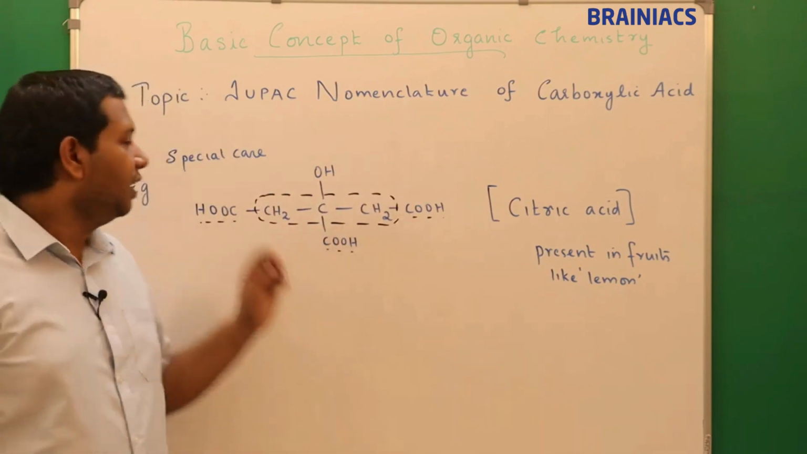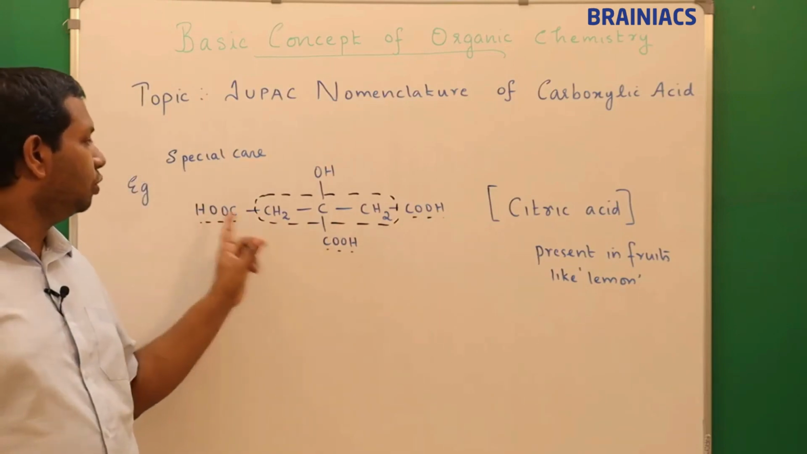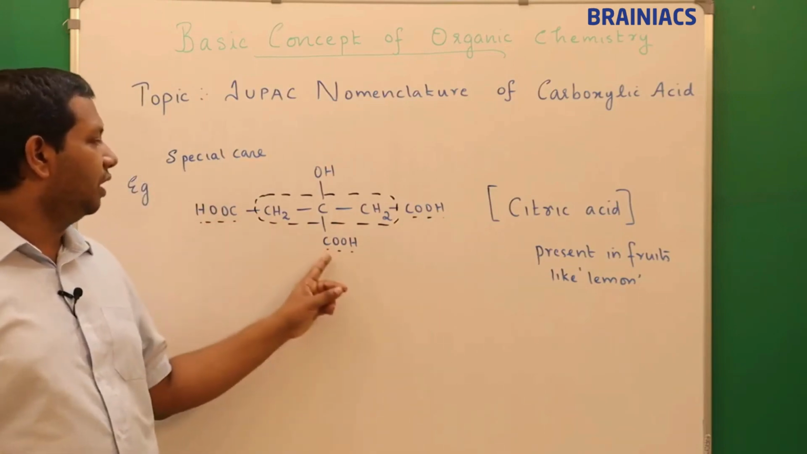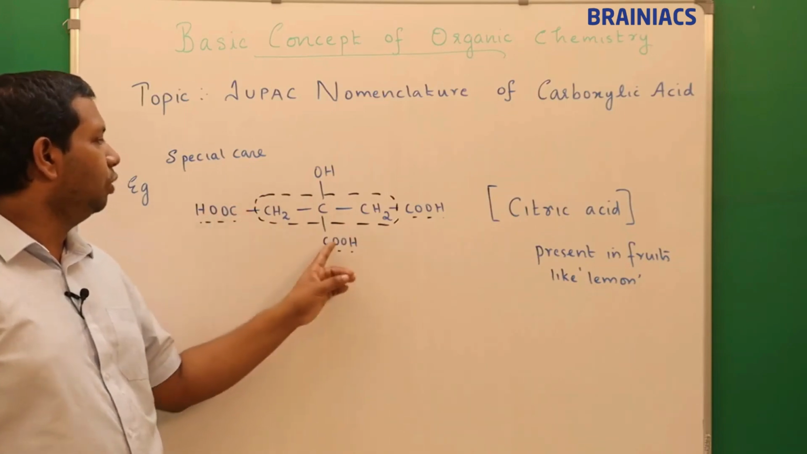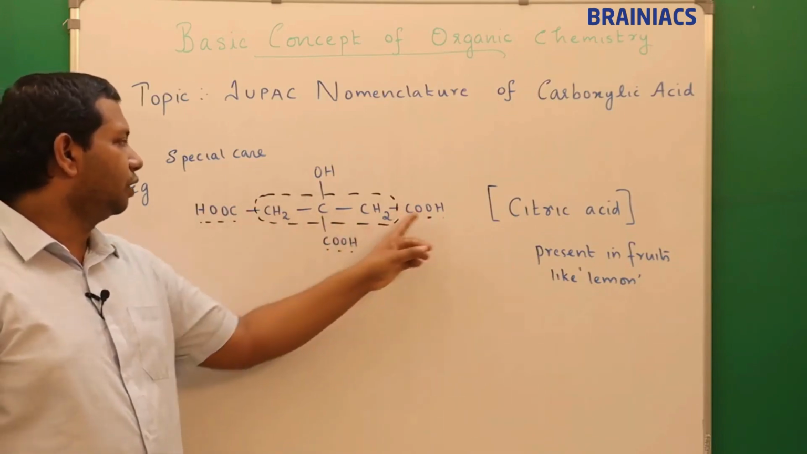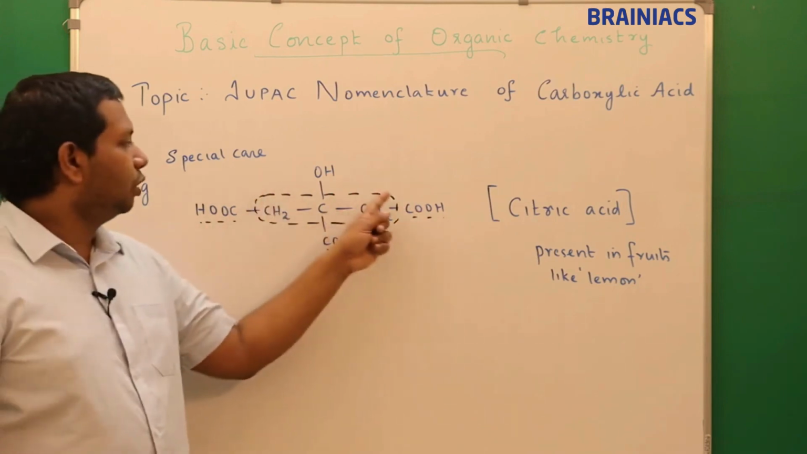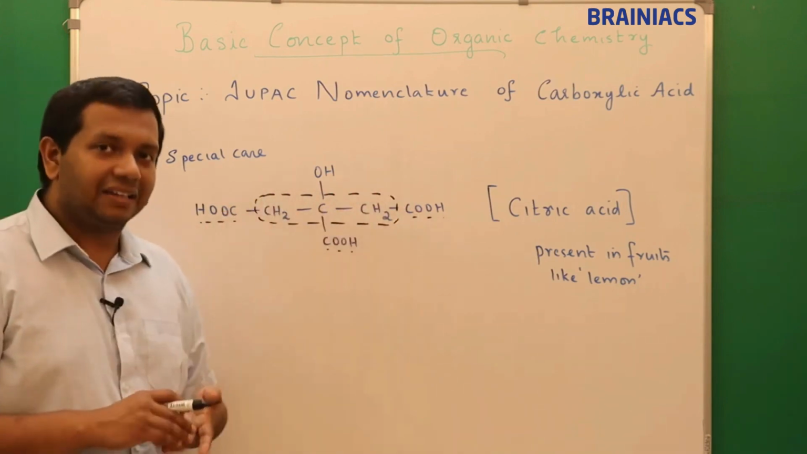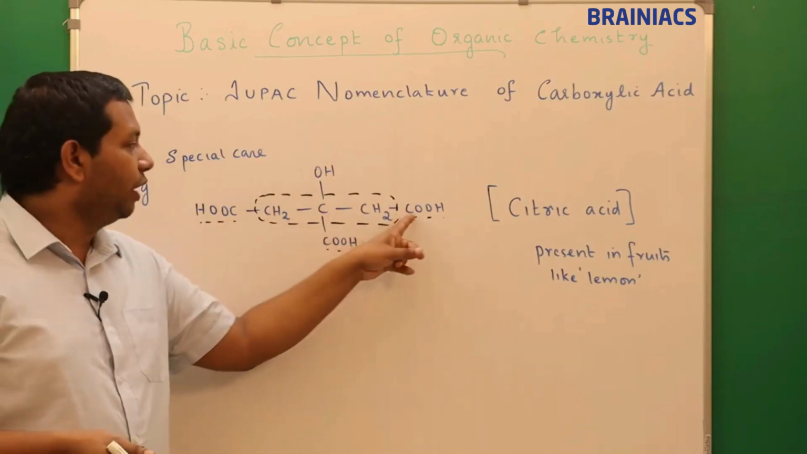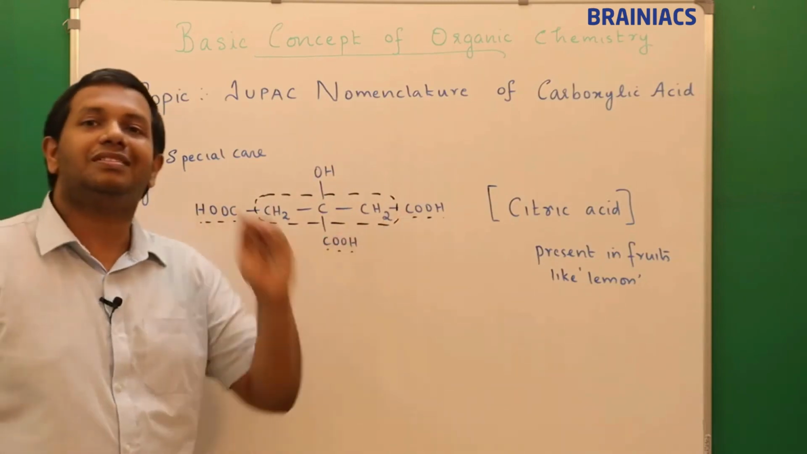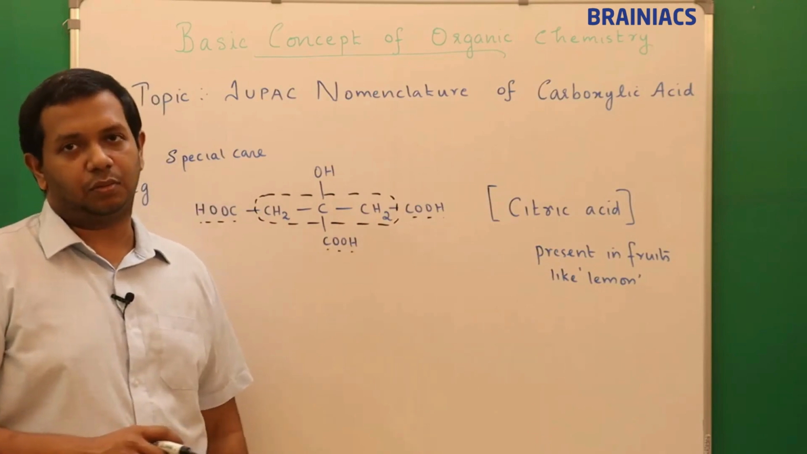The reason for that is there are more than 2 similar carbon containing functional groups present in the parent chain. So in that case what should I do? I should not include any carbon of that functional group. This is the special rule or miscellaneous rule.